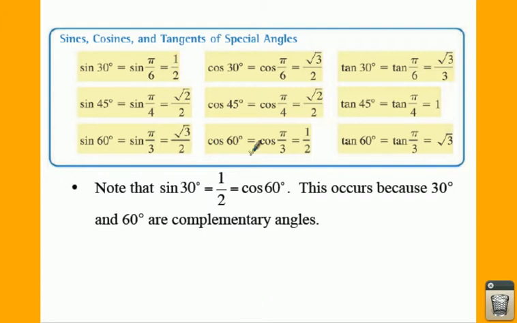So if you noticed, your sine of 30, which is the same thing as pi over 6, is 1/2. That's going to be the same value as your cosine of 60. These are the same values. Your sine of 60 is the same value as your cosine of 30. These are complementary angles, so this occurs anytime you have the 30s and 60s.